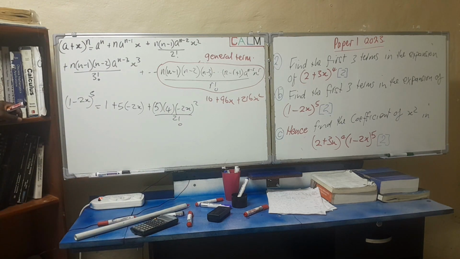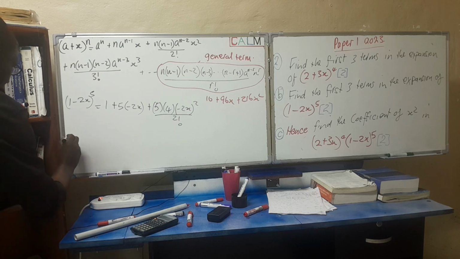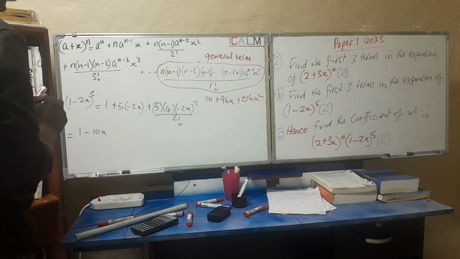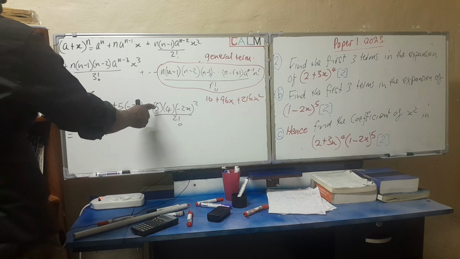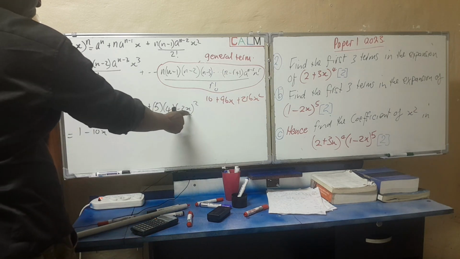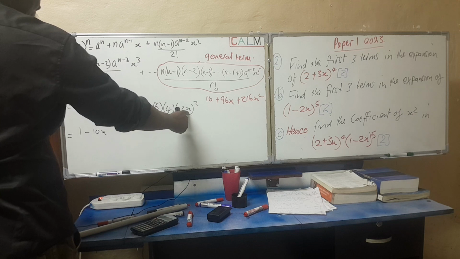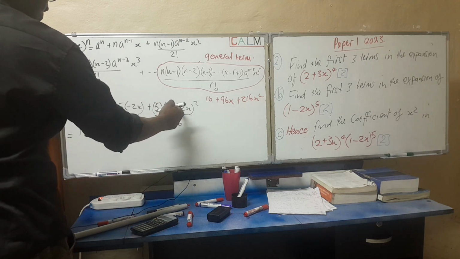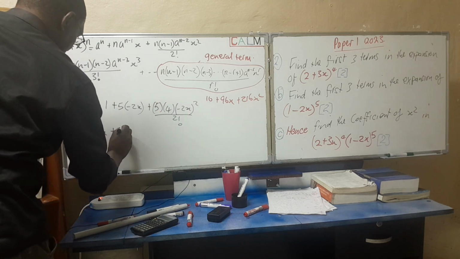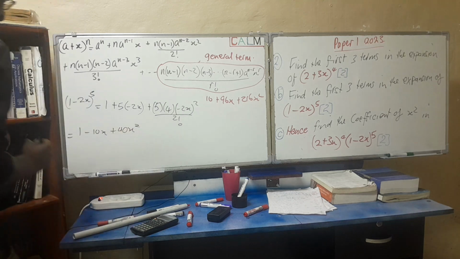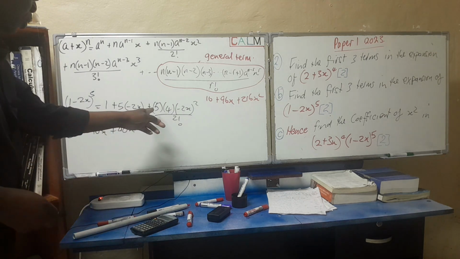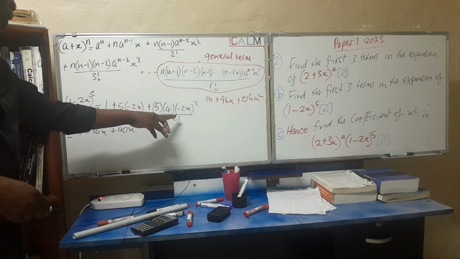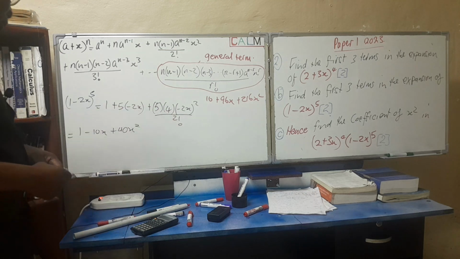Let's simplify. This is equal to 1 minus 10x. Here we've got 5 times 4, 20. 20 times 4, which is 2 squared there, is 80. 80 divided by 2 factorial is 40. It's a plus because that one is squared. So we have a 40x squared. Let's just check this again. 5 times 4, 20. 20 times 2 times 2, which is 40. 80. 80 divided by 2 is 40.